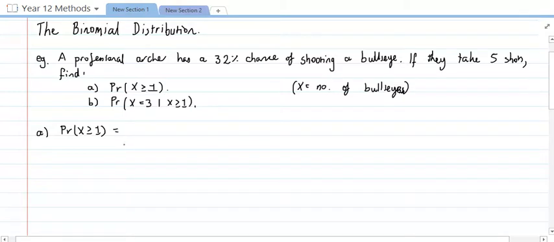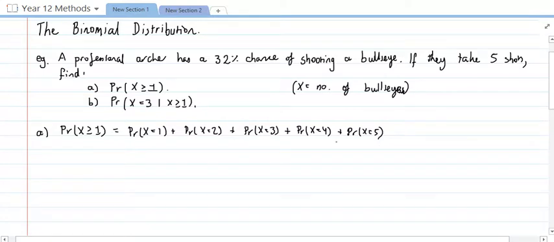there's a couple of ways we could do this. So we could do the probability that x equals 1 plus the probability that x equals 2 plus the probability that x equals 3 plus the probability that x equals 4 plus the probability that x equals 5. Now that's going to be an awful lot of calculation given that we have that rule for this. So, I'm not particularly keen on doing it that way.